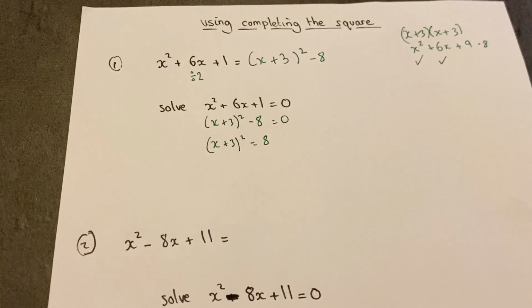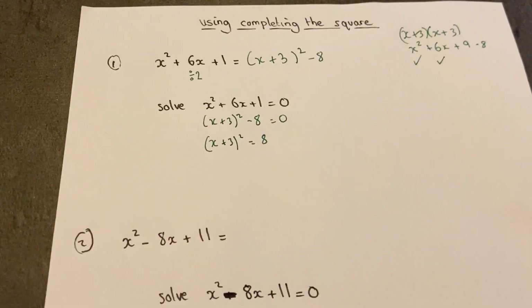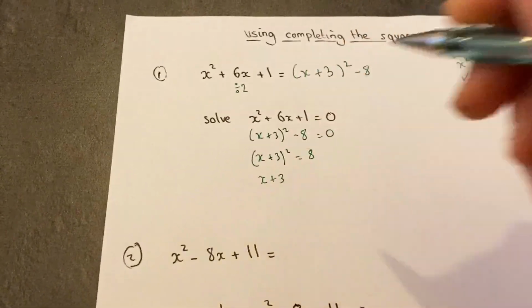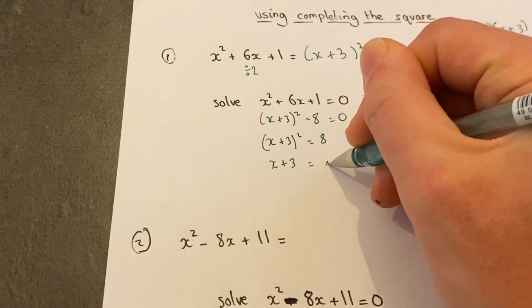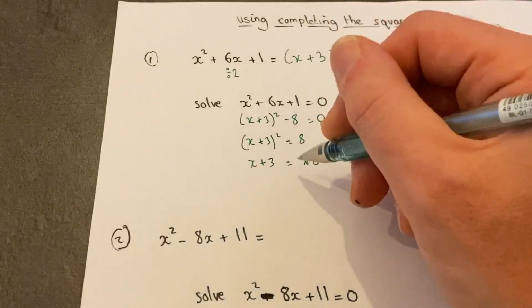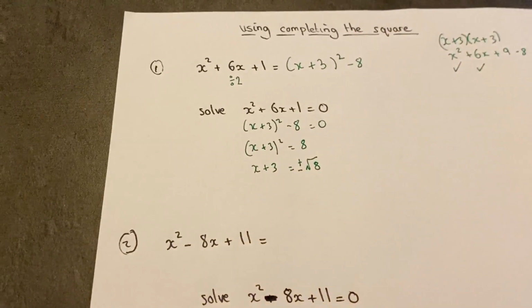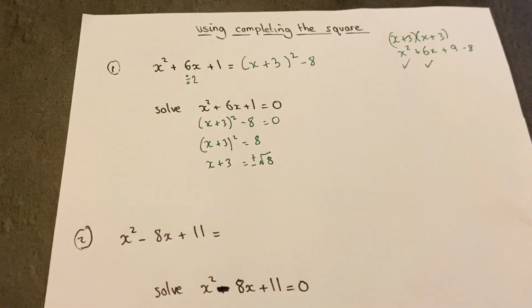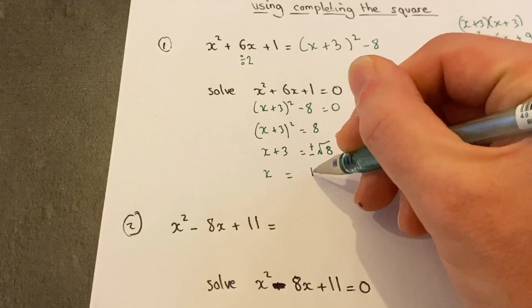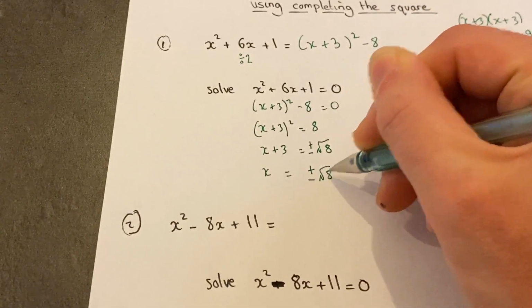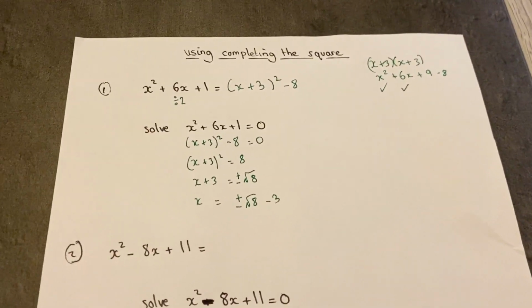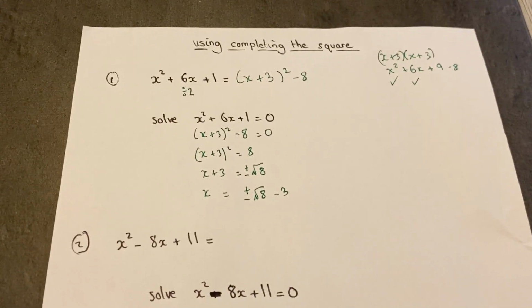There's a square there, so I now square root both sides. If I square root the square, it cancels off. So I'm left with x plus 3. I therefore have to square root the 8. But there are actually two answers here. There's the positive square root or the negative square root. Therefore, to find x, I then take away 3 from both sides. So x is equal to either the positive or negative square root of 8 minus 3. And these are the two solutions which I could then work out, if required, on a calculator.